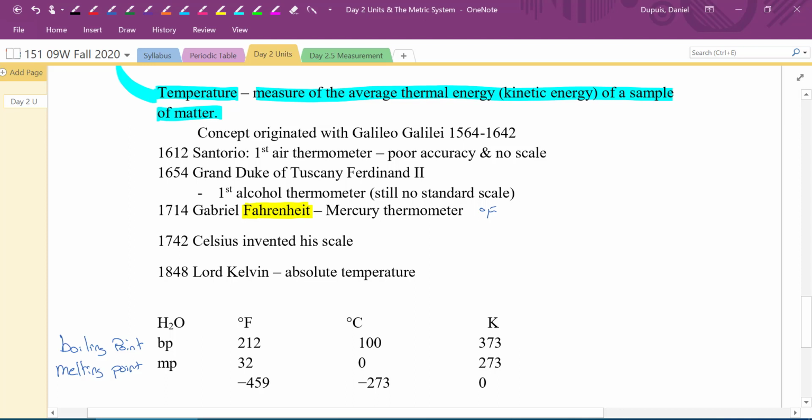Now Kelvin came along and found where molecular motion stops. So this is where molecular or particle motion stops. There's no more movement of the particles. So he used the same scale as Celsius. He just made it so it's always positive. That's why we say absolute temperature, no negative. So that's negative 273 Celsius, negative 459 Fahrenheit. So that's the temperature scales.